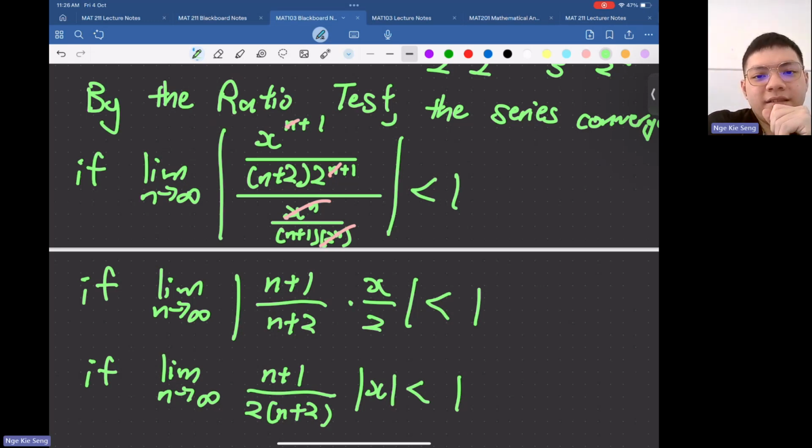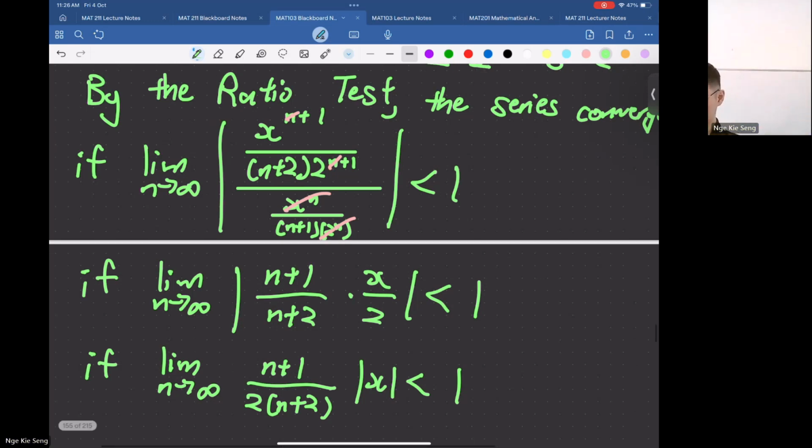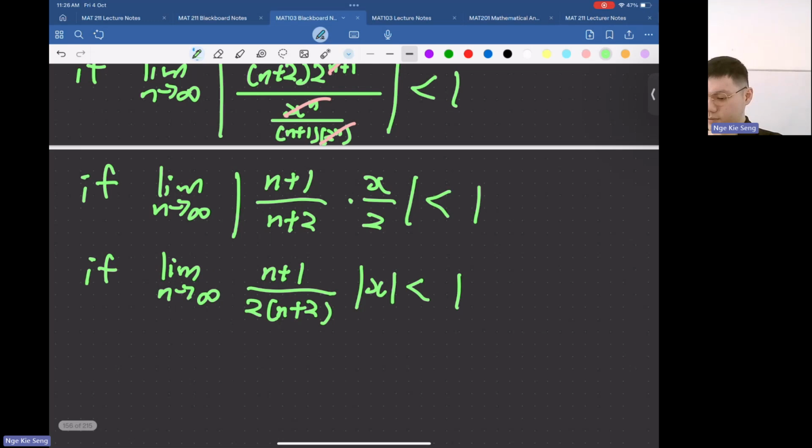Can you compute the limit here? What's the right-hand side limit? Sorry, left-hand side. The right-hand side is just 1. What's the limit of this left-hand side? How do we compute this limit? This scalar depends on n. How about this x? Does it depend on n or not? It doesn't depend on n.